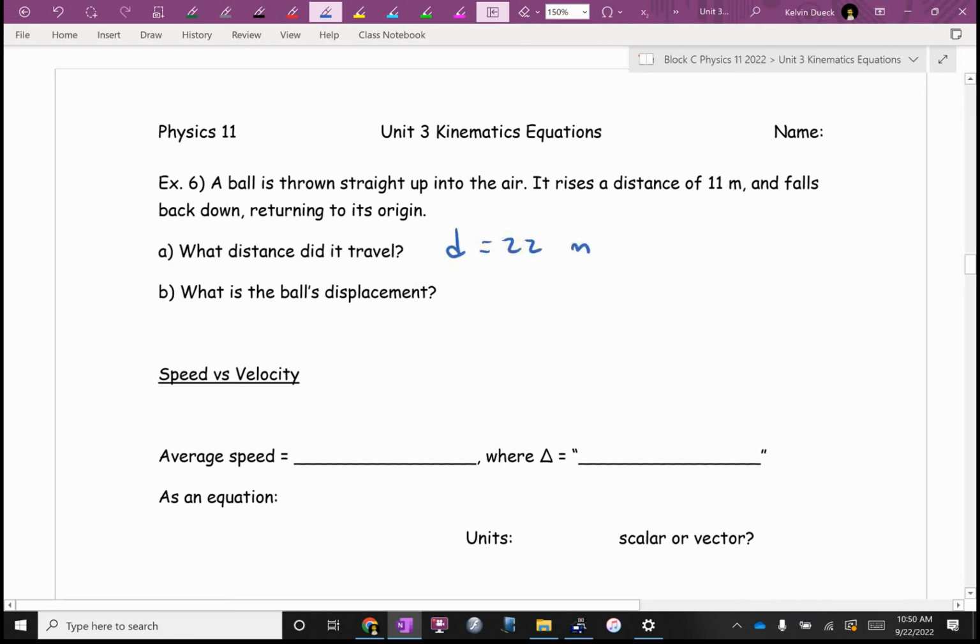Carter, what's its displacement if it ended up back where it started from? Which is going to be a little tricky for us to sometimes wrap our brain around, because people are going to say, well, didn't the ball go somewhere? Not if we're talking displacement.